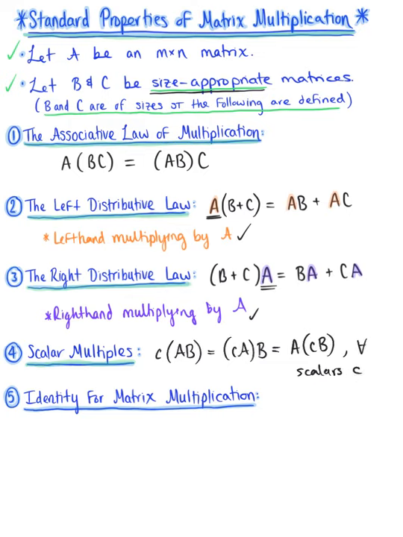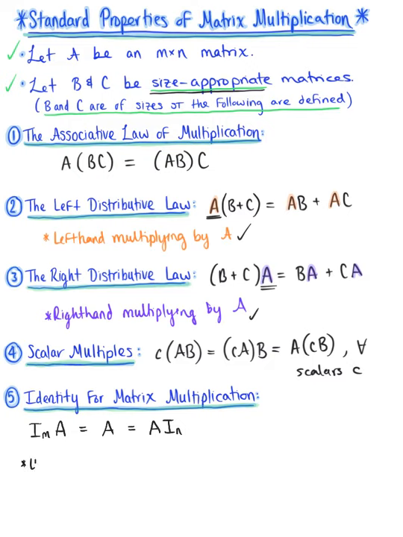And last but not least, we have the identity for matrix multiplication. Now this identity says that if we have the m by m identity matrix multiplied by matrix A, this is equal to matrix A, which is also equal to matrix A multiplied by the n by n identity matrix. And this makes sense because the size of your matrices is so important to matrix multiplication.